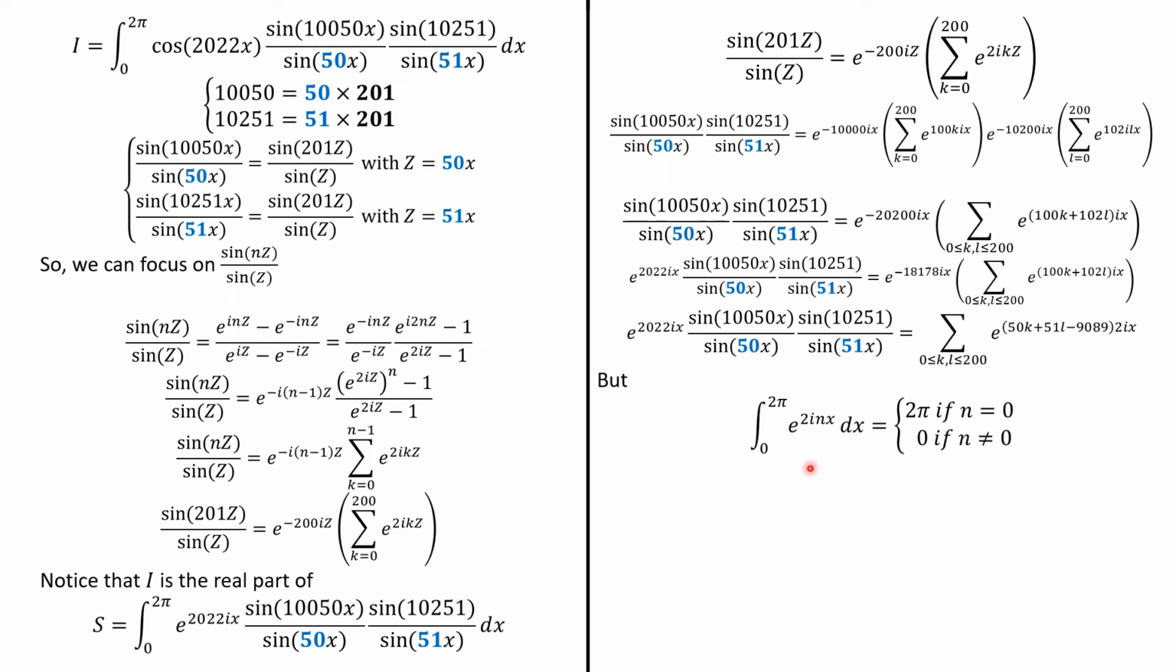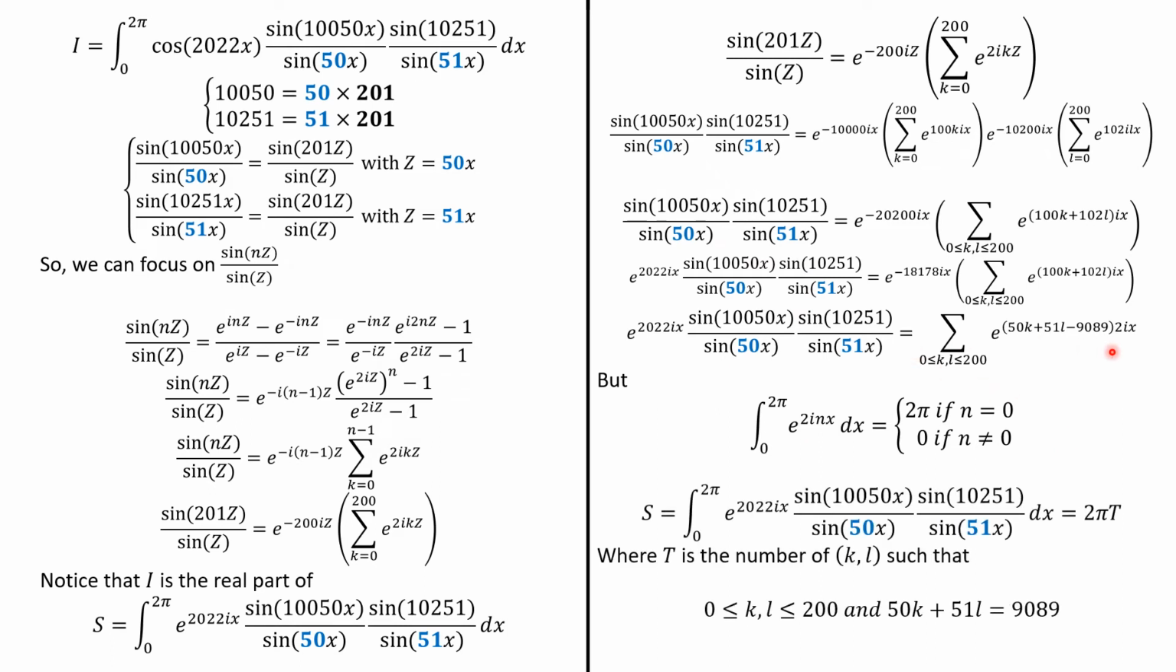When you have to integrate this sum, we only have to count the number of times this term equals 0. So this term is 2π if 50k plus 51l minus 9089 is 0. If we know how to count the number of couples k, l between 0 and 200 such that 50k plus 51l equals 9089, then we have the solution. This integral is going to be 2π multiplied by this number of solutions, t. So that's what we do next, using a little bit of number theory.